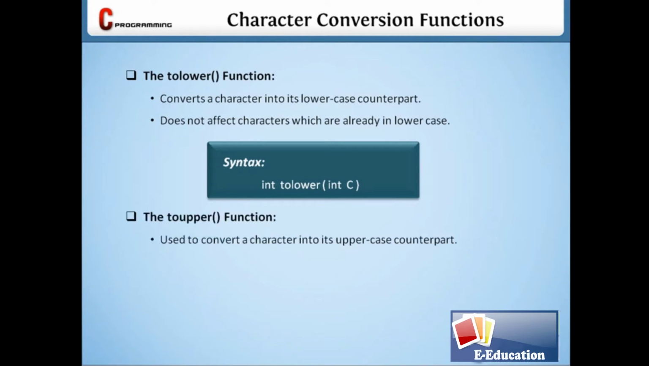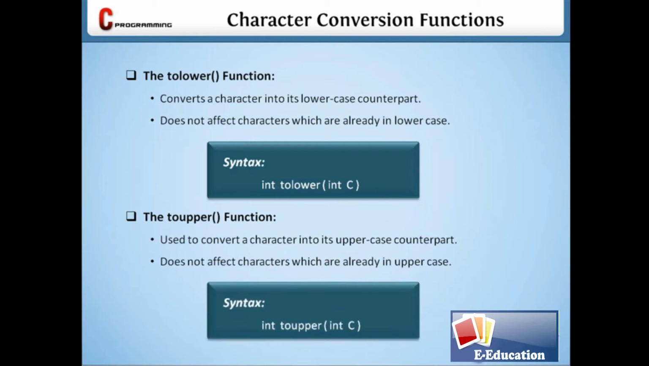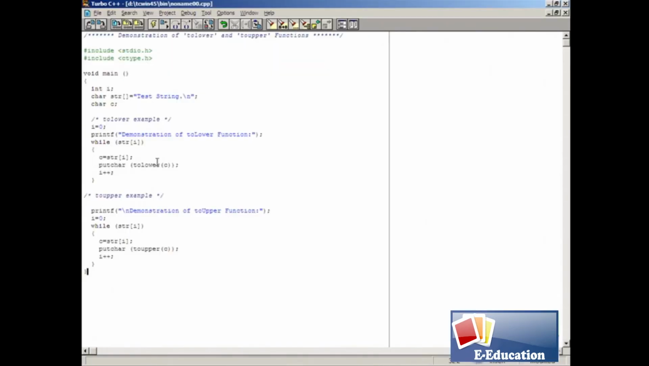It is used to convert a character into its uppercase counterpart, and also it does not affect characters which are already in uppercase. Let's have a syntax which explores the usage of the toUpper function. int toUpper(int c). If you're still confused, take a look at this sample code.